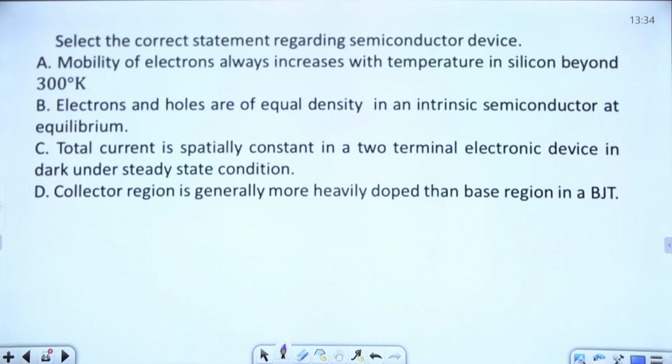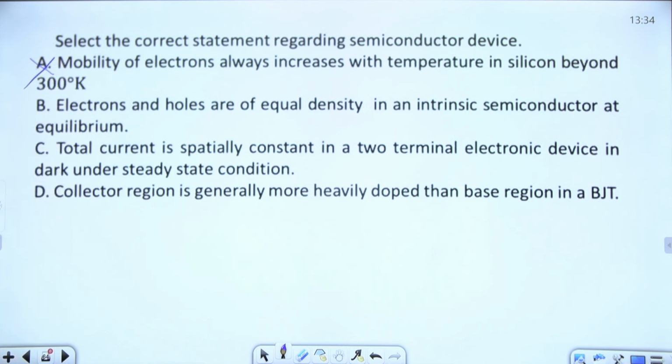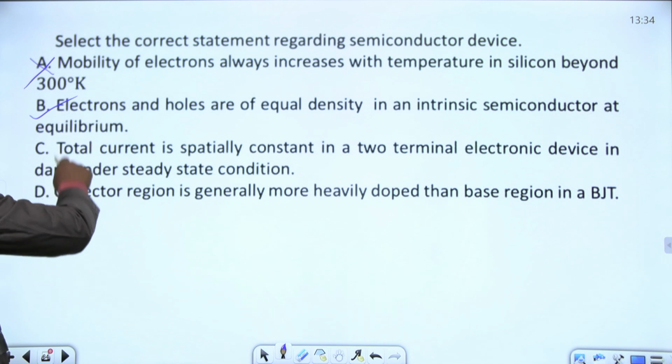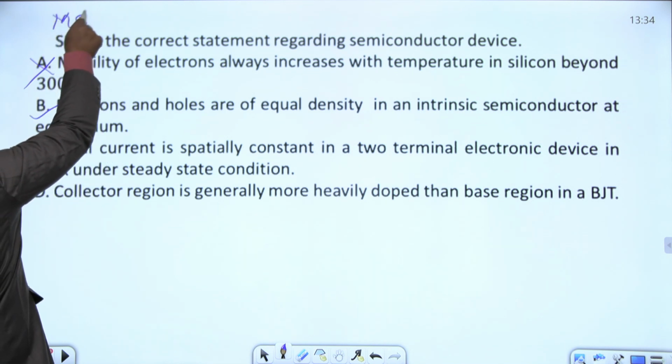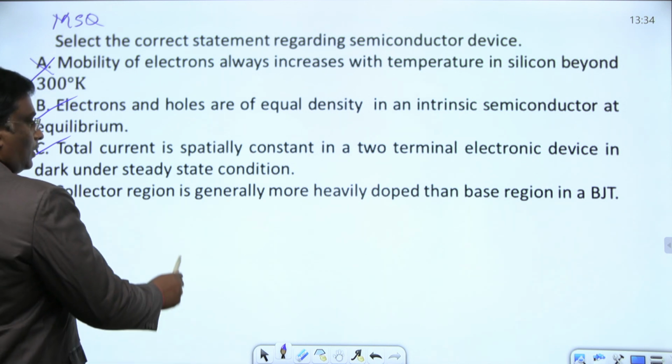One small question. Select the correct statement regarding the semiconductor device. Mobility of the electron always increases with the temperature, wrong. Beyond 300, wrong. Electrons and holes have equal density in intrinsic, right. This is also an MSQ question. And the total current is spatially constant in a two-terminal device in dark under steady state condition, very good. Dark means no external excitation is given. Collector region is generally more heavily doped compared to base, very good.